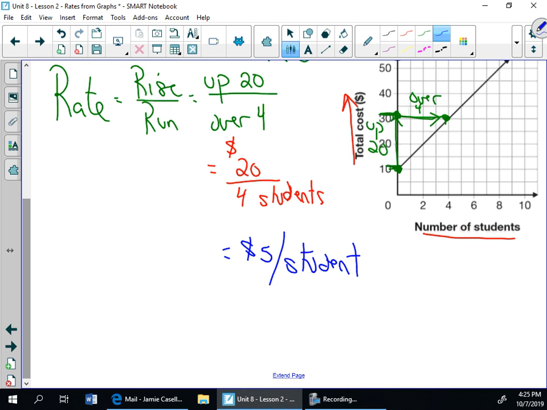The reason I had to do it this way, I couldn't just divide, is because I had a line instead of just a dot. Okay, so anytime we come across a line, we're going to do this idea of making a triangle. A really helpful thing.